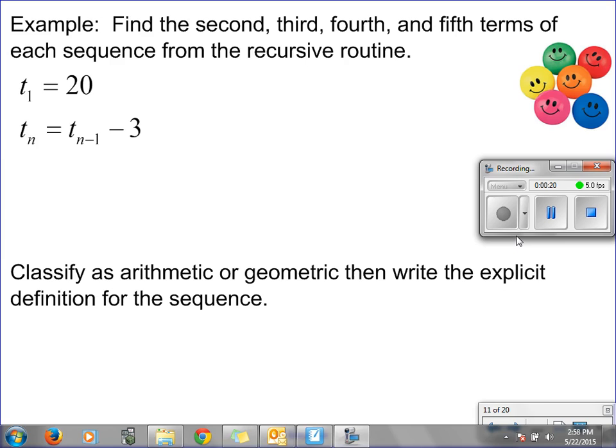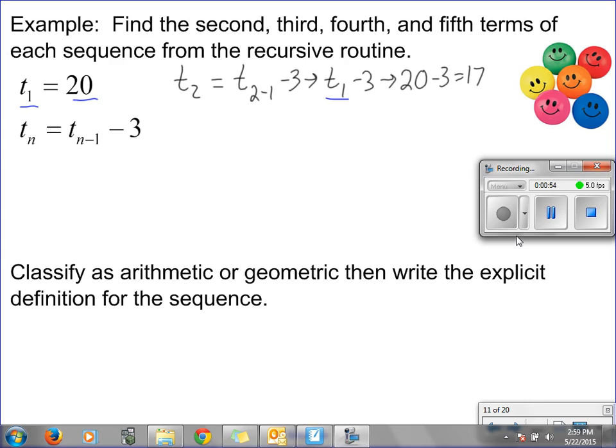So starting off, we've got t sub 1 equals 20, t sub n equals t sub n minus 1 minus 3. So let's start by finding our second term in the sequence. Plugging into our recursive routine, where n is now 2, we get t sub 2 minus 1, and then minus 3. Simplifying, we get t sub 1 minus 3. And so again, like the last example, t sub 1 is our previous term. We already know it's 20. So plugging that in, we get 20 minus 3 is equal to 17.